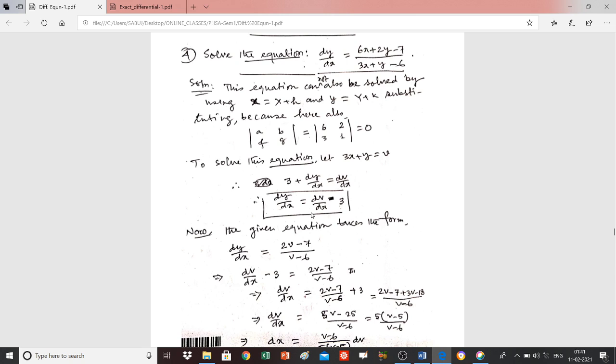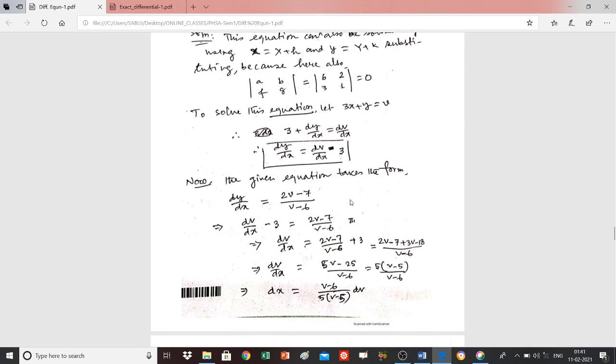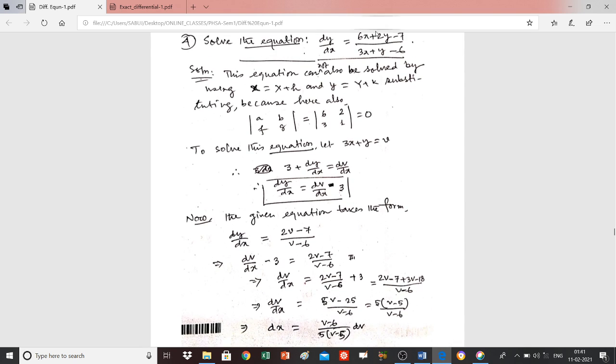So just to substitute this, 3x plus y is equal to v, and from here you can find out dy by dx is equal to dv by dx minus 3. Okay, now substitute these values in this expression, that is here.